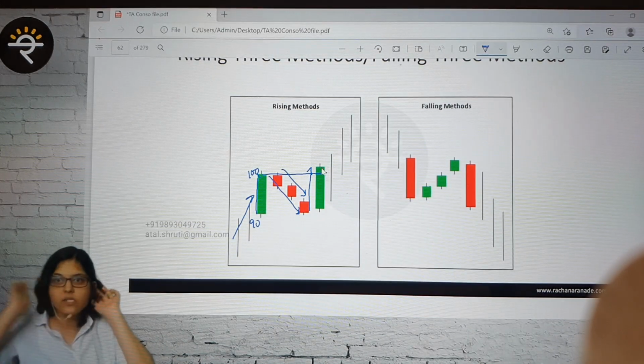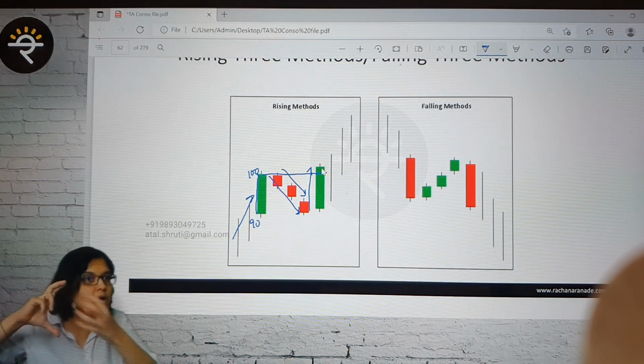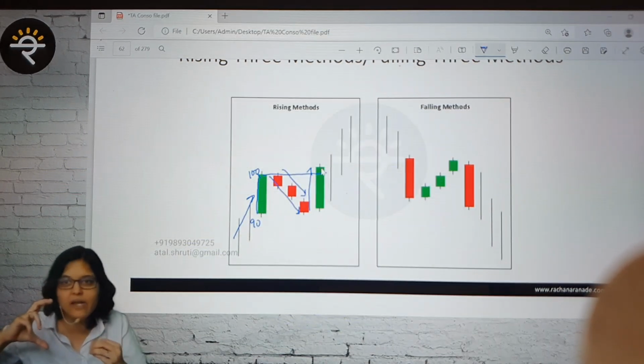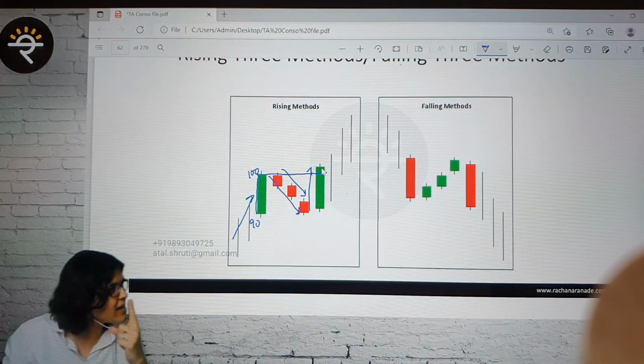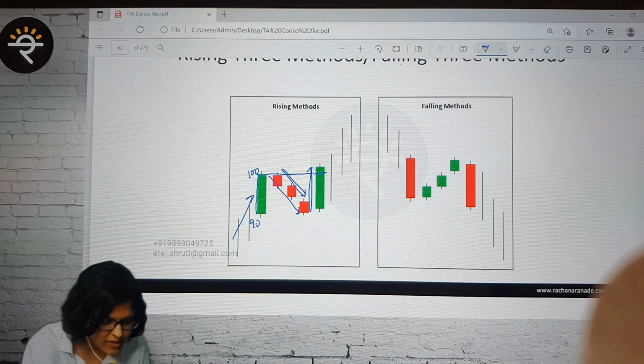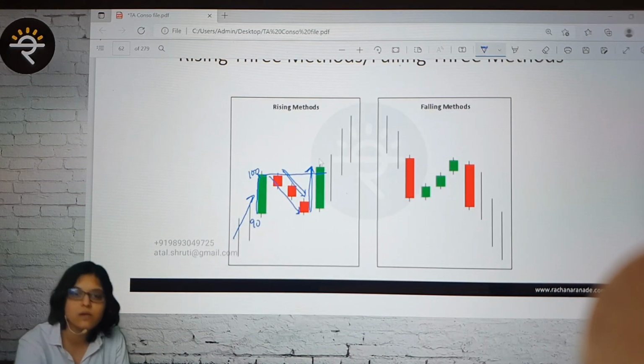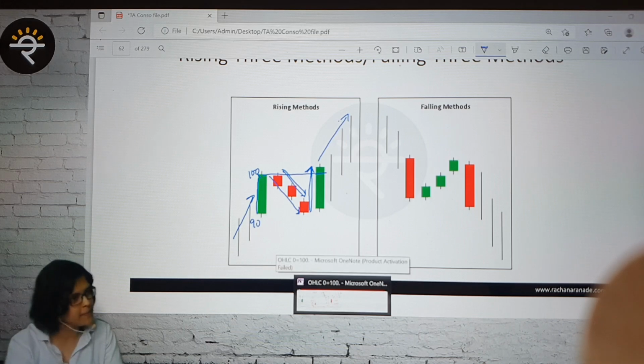Are you getting me? What is the analogy? There was a big green candle. Bears tried to pull it down with 3 or 4 candles, correct? Tried to pull it down. But what did the bulls say then? Side matter. And in 1 single day, whatever price was taken off, entirely it was covered in a single day and went a little bit higher also. So they made a very strong comeback, and ideally with this, it will be moving upwards only. It will be a continuation.